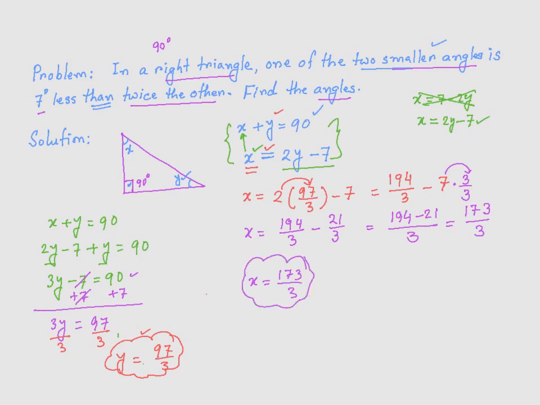So we have x is equal to 173 over 3 degrees, and y is equal to 97 over 3. If you add these two numbers, you should get 90 degrees, because x plus y is 90. Assuming that we haven't made any mistakes, that should be the answer. That's how you do a problem like this.